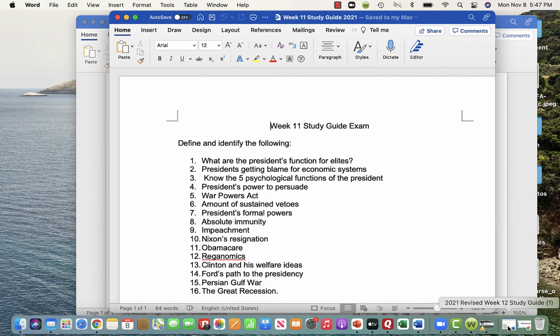The War Powers Act restricts the ability of the president to make war. They can only send troops to an armed conflict for up to 60 days without congressional approval. After 60 days, they have to get congressional approval. Know about presidential vetoes and how often presidential vetoes are sustained. How many times have they gotten overridden? Remember, presidential vetoes are usually sustained about 96% of the time, so only about 4% of the vetoes get overridden.